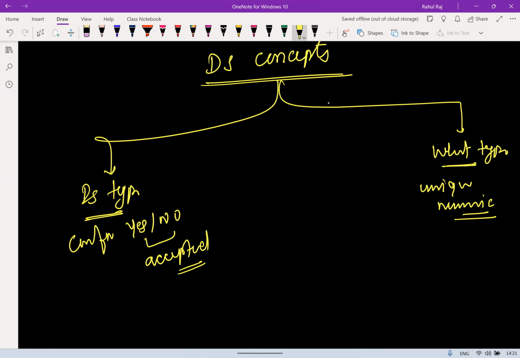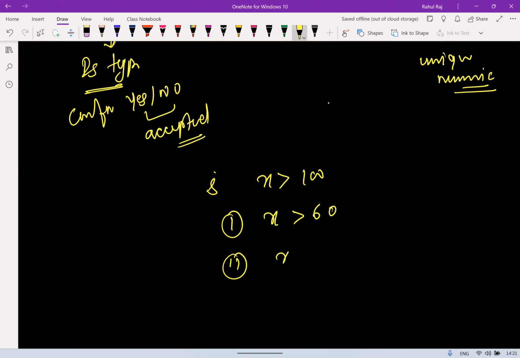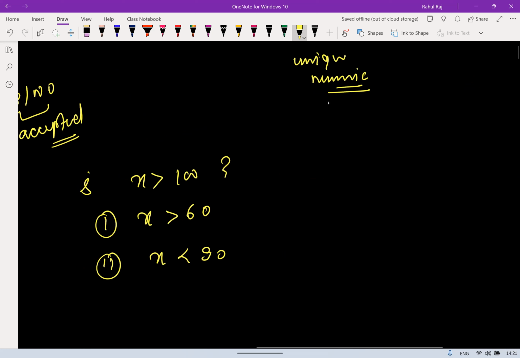So imagine how the data sufficiency questions will be asked to you. Imagine the question is given: is x greater than 100? Statement number 1 says x is greater than 60. Statement number 2 says x is less than 90. So this is one question. This question is not complete. There are two statements given to you, statement number 1 and statement number 2. In data sufficiency, guys, you are not essentially trying to solve a question. All you are trying to do is see whether you can actually solve this question with the help of statement number 1 and 2 or not?